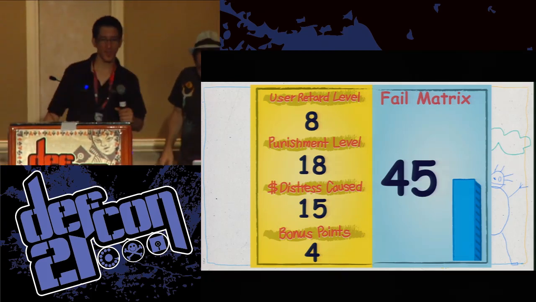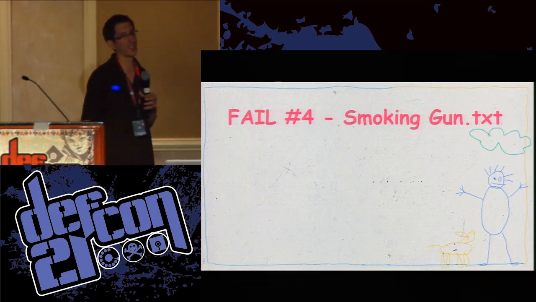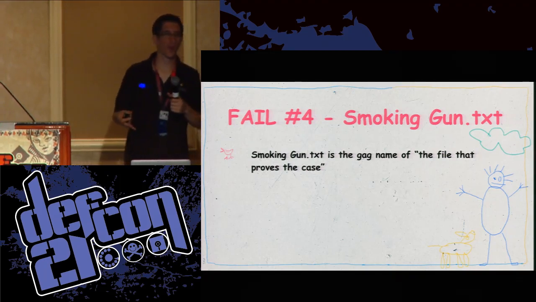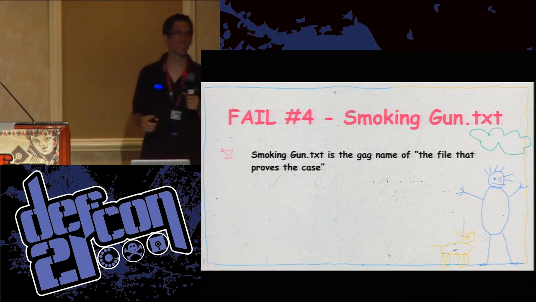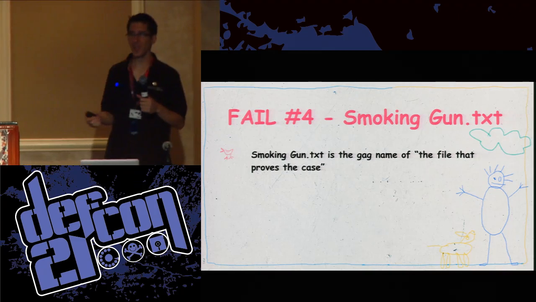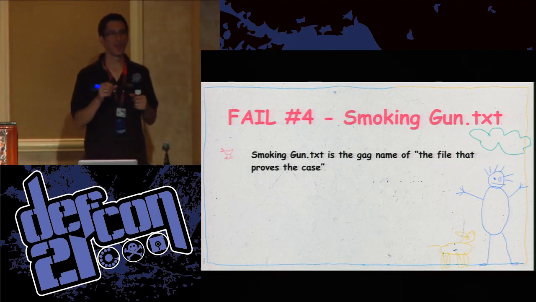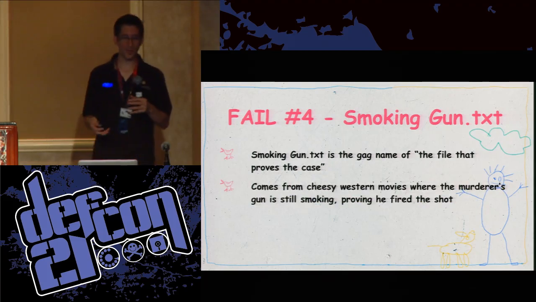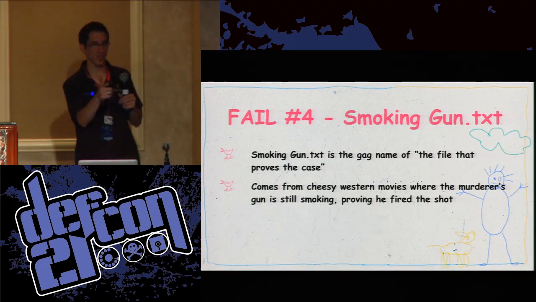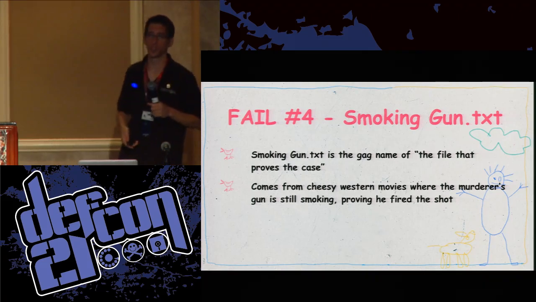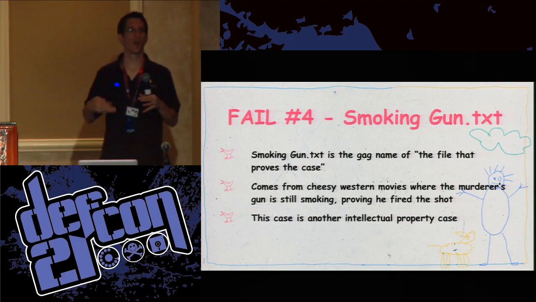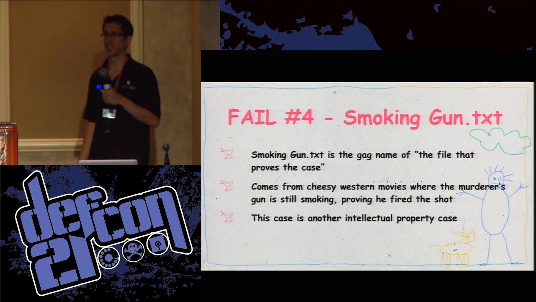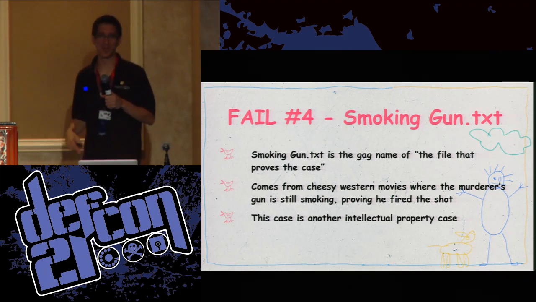Okay. This next one, I call it smokinggun.txt. Now, if you work in the forensic arena, you've probably heard the term smokinggun.txt. It's the gag name of what you're always looking for in a case. It could be that record in a database. It could be that internet history record that shows that the guy really did something bad. It comes from the cheesy Western movies where the murderer's gun is still smoking after he shot it. It proves that he was the one who fired the shot. So in forensics, you're always saying, did you find the smoking gun? Yeah, found the smokinggun.txt.